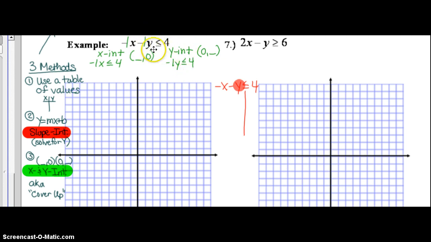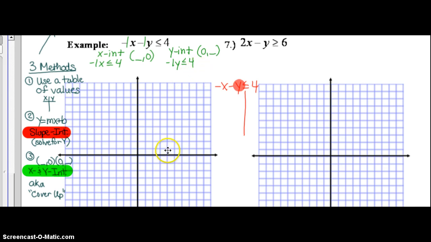The same is true for the y-intercept. I also have an inequality. When I'm looking for y, I have to cover the x. I have negative 1y less than or equal to 4. Again, to get rid of the negative 1 that's being multiplied to y, I have to divide both sides by negative 1. So y will be greater than or equal to negative 4.